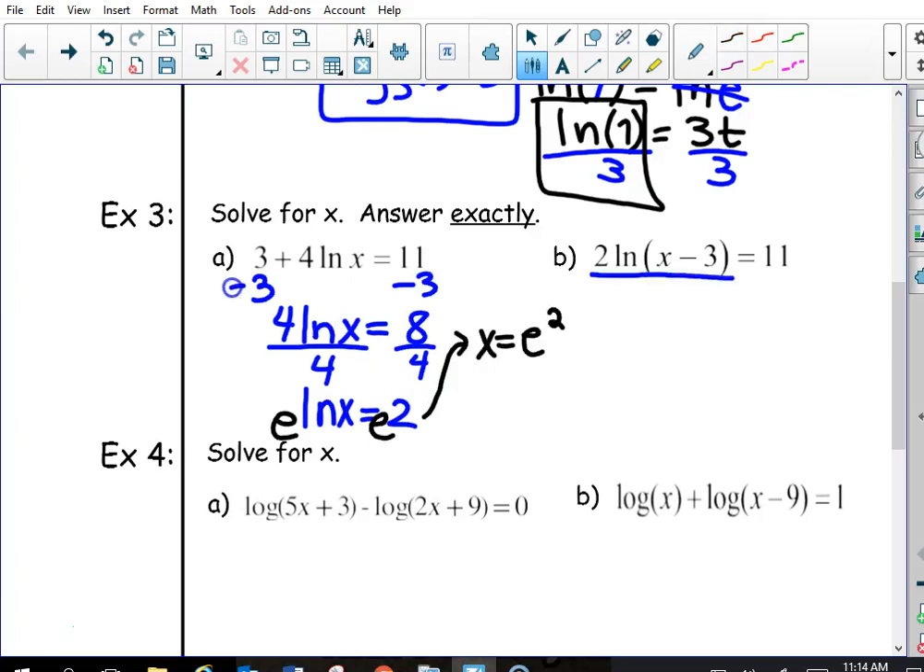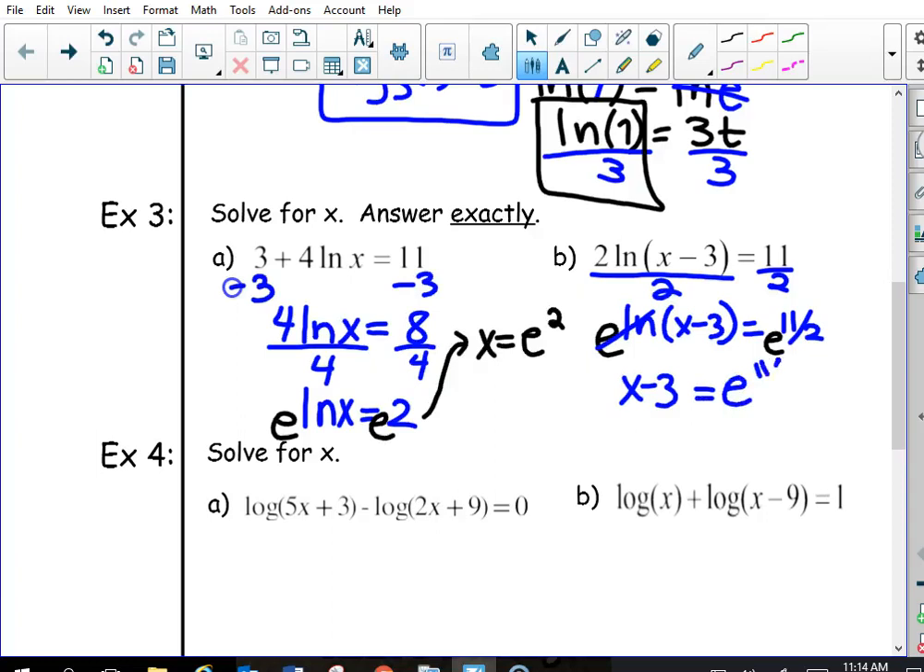All right, so let's start by dividing by 2. And I get ln x minus 3 equals 11 halves. Now I have my natural log all by itself, I can apply the exponent, base e exponent. So that reduces, I get x minus 3 on this side equals e to the 11 halves.